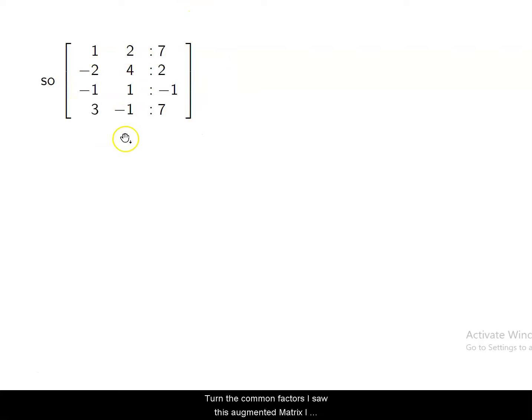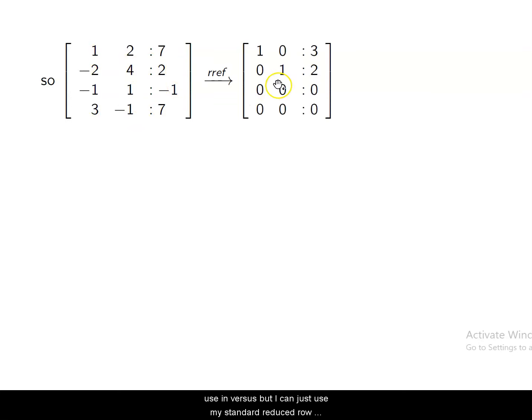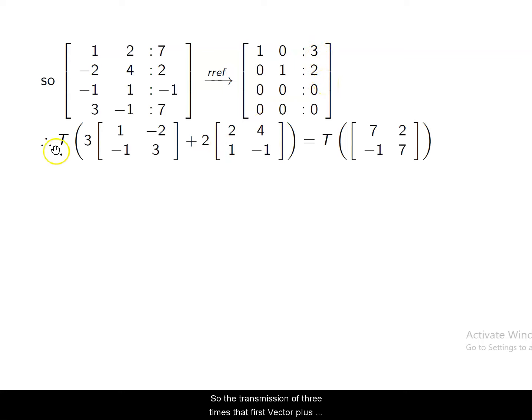I solve this augmented matrix. I would use an inverse here, but it's not square, so I can't use inverses. But I can just use my standard reduced row echelon form in my calculator, and it tells me that 3 and 2 are the solutions. Now, if I came up with no solution, right, then there'd be no solution to this problem. But thankfully here, my coefficients are 3 and 2. So the transformation of 3 times that first vector plus 2 times the second vector gives me the resultant vector that I wanted.